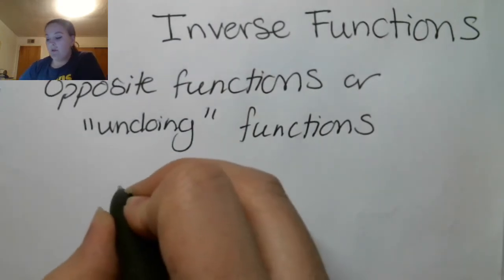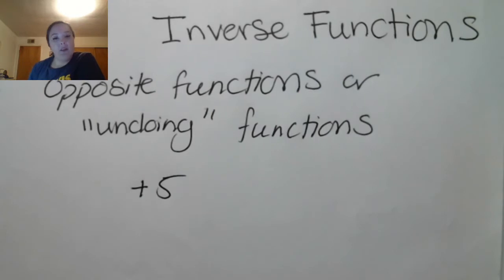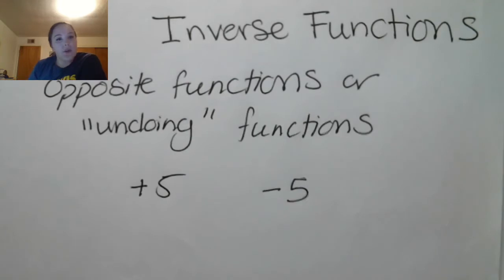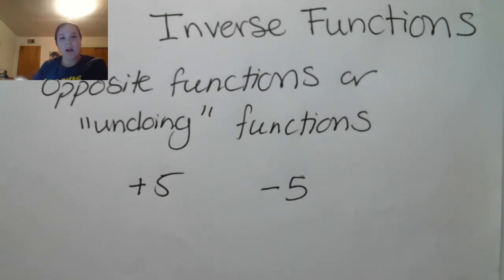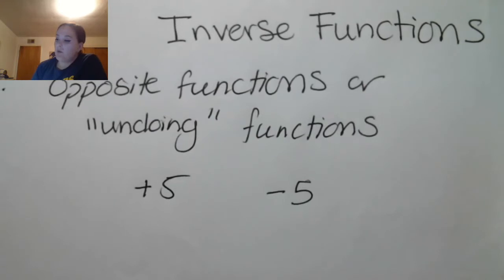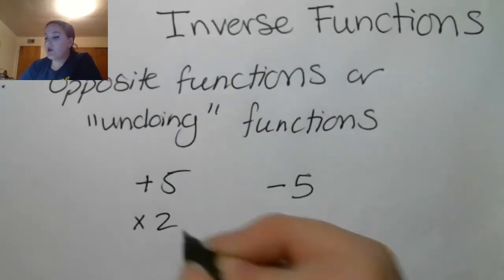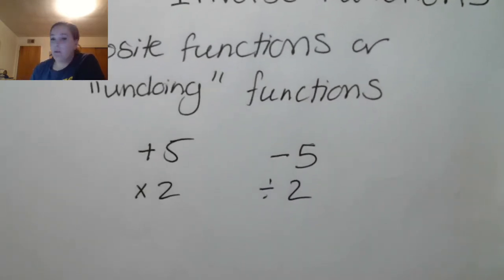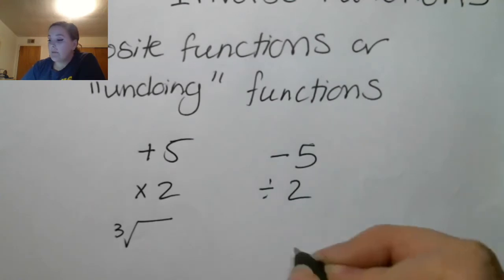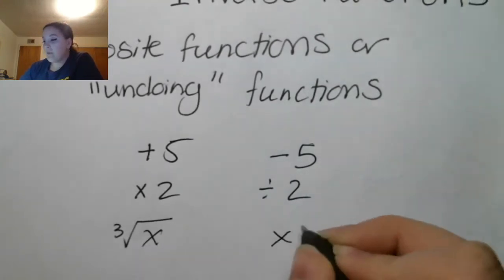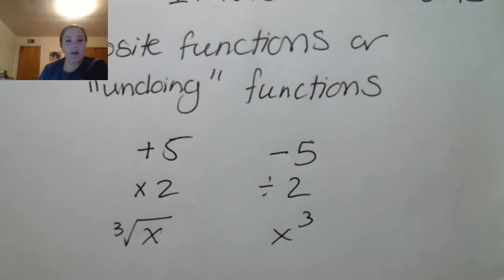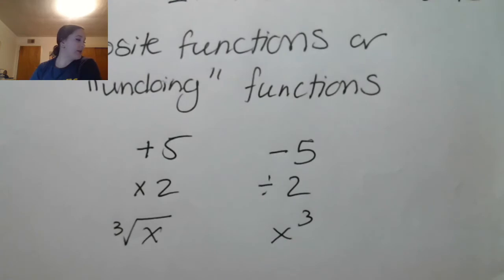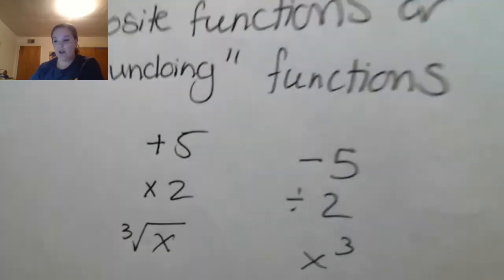So for example, if you were to add 5, the inverse of that, or the opposite of that, would be to subtract 5. So there are those kinds of functions where you do something and then the other one undoes it. We could also have something like times 2, and the opposite of that would be divide by 2. A more recent example we had would be like cube root and then cube. These are all examples of inverse functions or undoing functions. So let's give the actual definition of an inverse function.